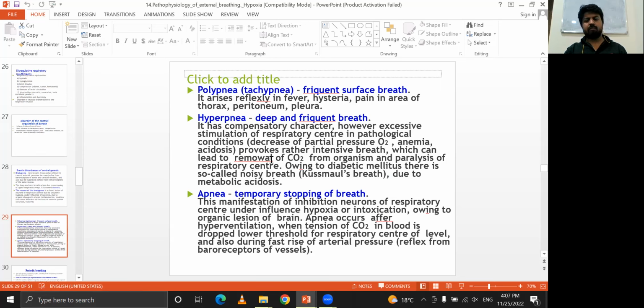Apnea is the temporary stopping of the breath, a manifestation of the inhibition of the neurons of the respiratory center under the influence of hypoxia and intoxication, owing to the organic lesion of the brain, like a drop of the blood level below the threshold of the respiratory center, and after that during the rise of the arterial pressure.